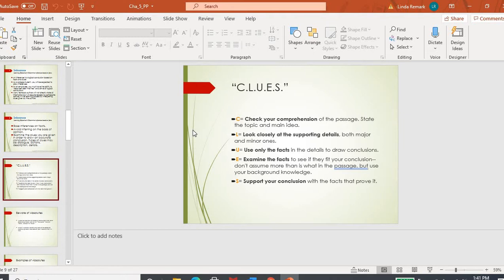Use only the facts to draw conclusions. As I mentioned, we don't want to rely on our opinions. And then see if the facts support your conclusion. Often in your writing courses, your speech courses, they'll say, okay, you come to a conclusion, now support it. Use facts to support your conclusion. So that kind of goes with examine the facts and then support that conclusion.